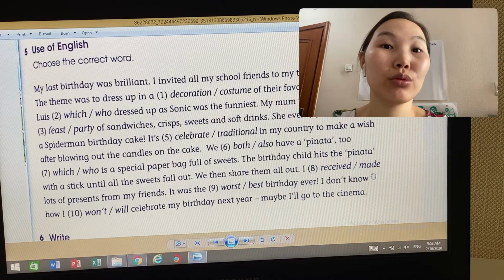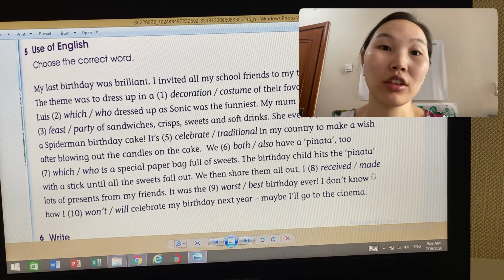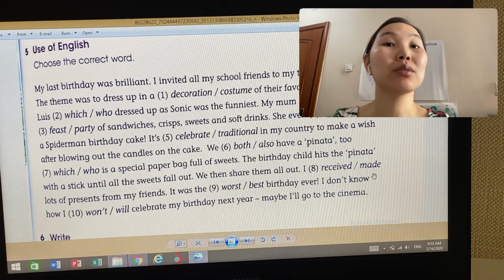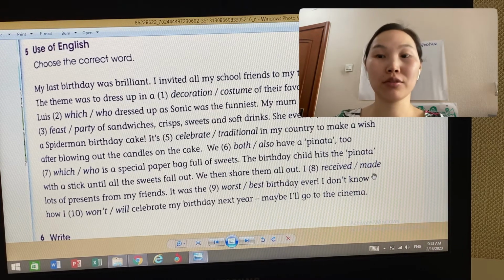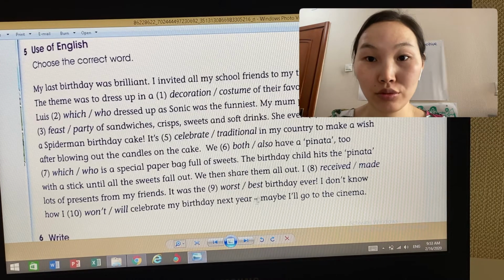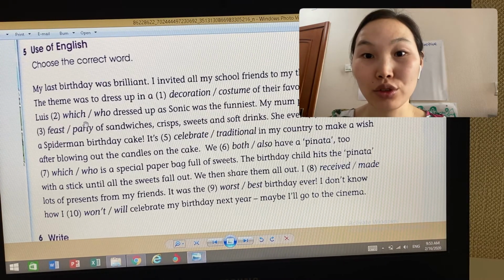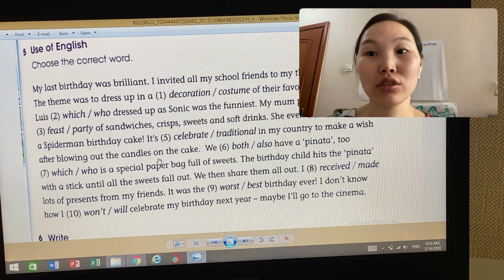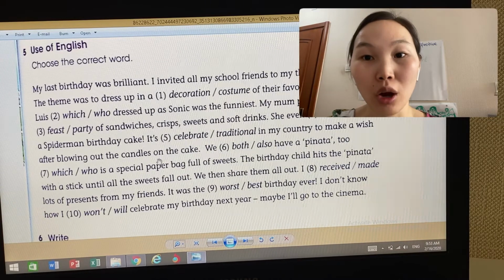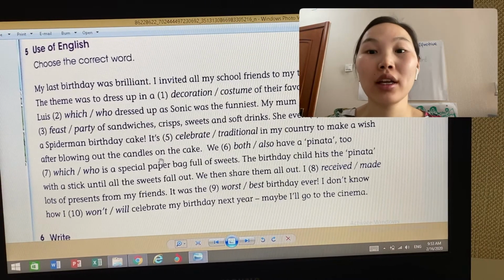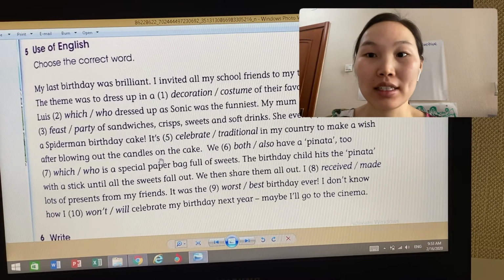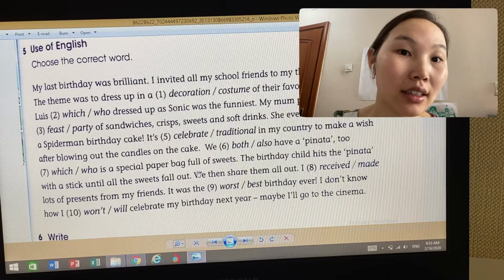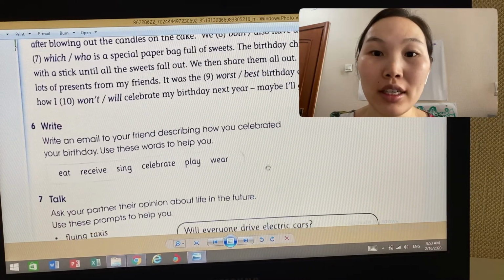So this is obviously not decoration. We cannot dress up in a decoration. It should be something that we could wear. So it must be a costume, right? So just like this, I want you to keep reading the text and choose the right ones. When you do this review lesson, I want you to do some writing in your notebook and copy the whole text into your notebook. It will be good for your writing skill, good handwriting skill. All right, and moving on to the next 2 tasks.